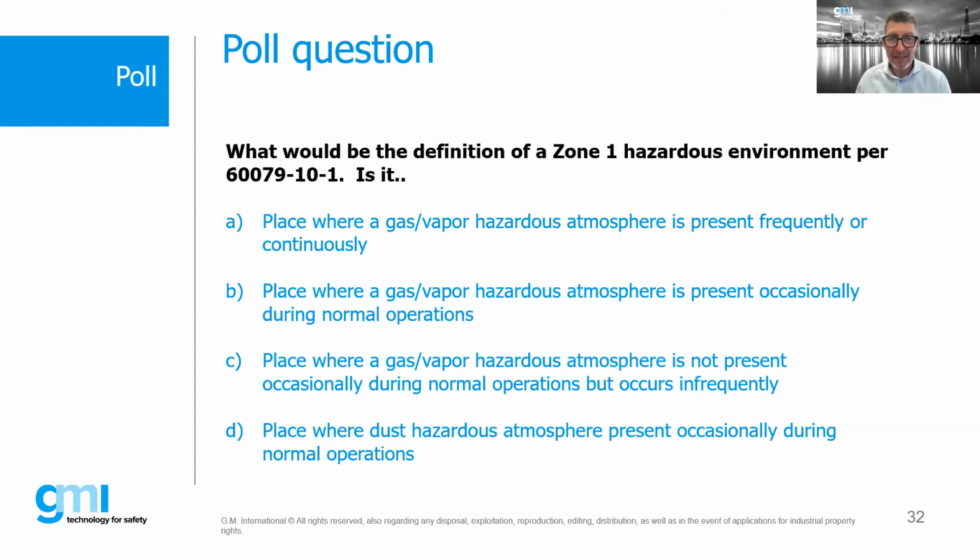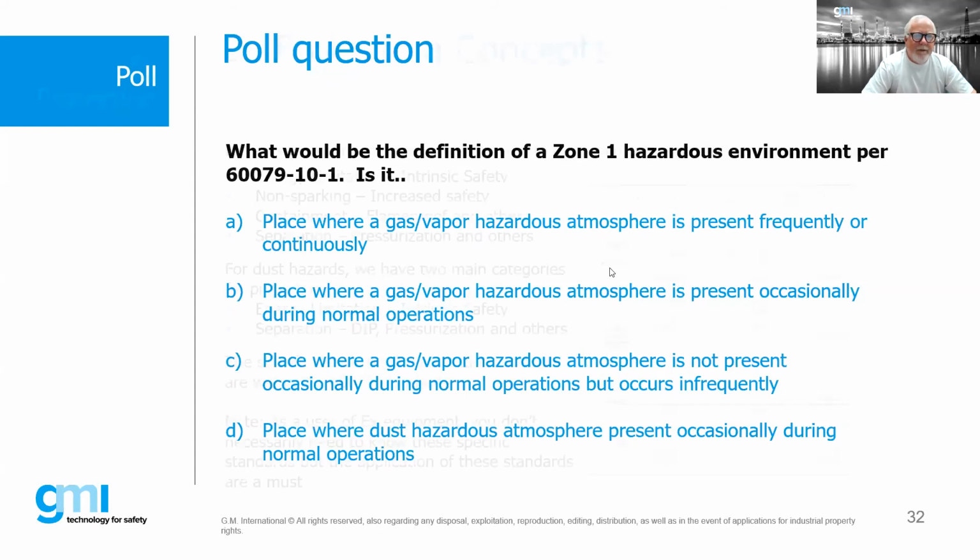So let's see how our guests did. It is B. Most of you answered B, and that's correct. Fantastic. So if it's present continuously, we call that zone zero. If it's present in normal operation, that's zone one. And if it's occasional but infrequent, we consider that a zone two environment.